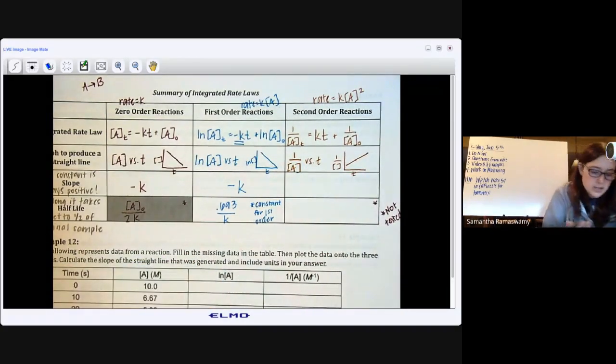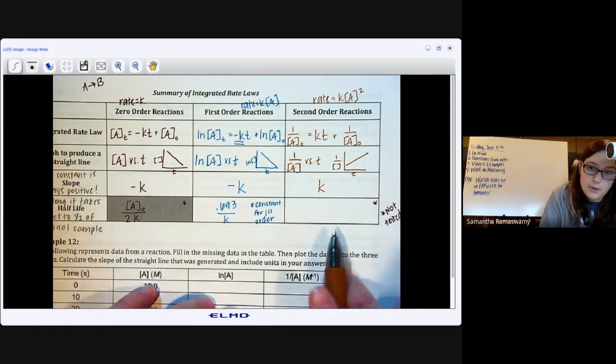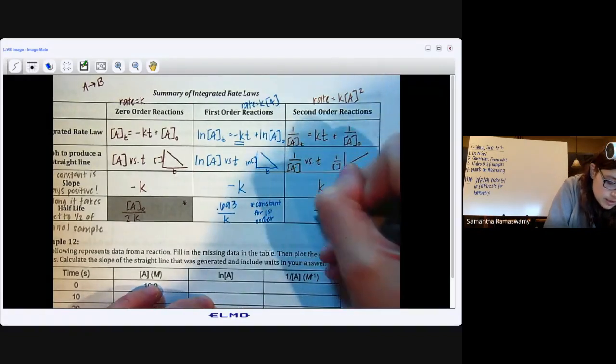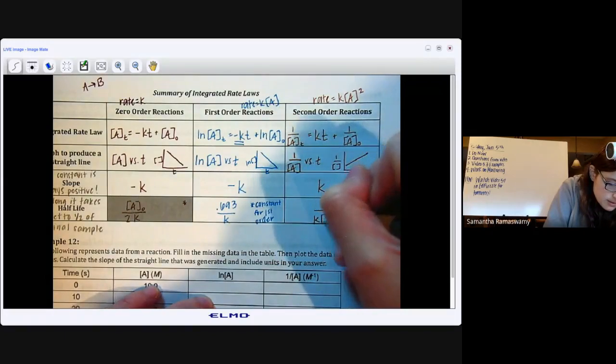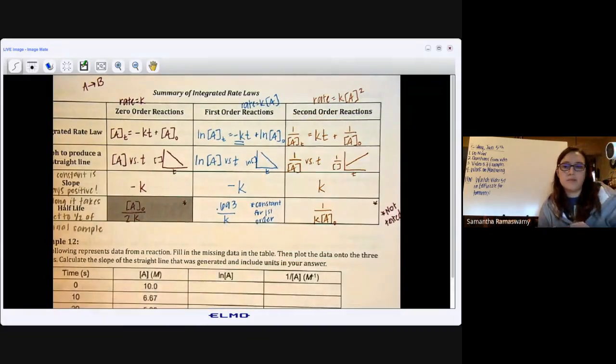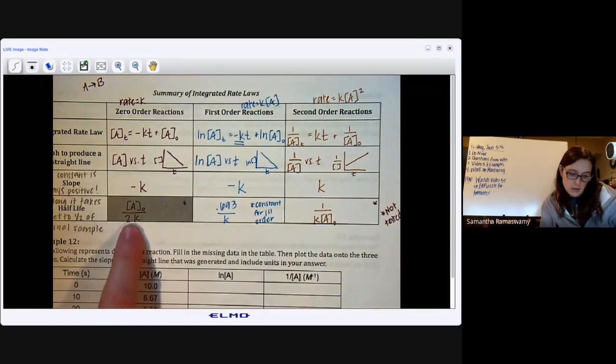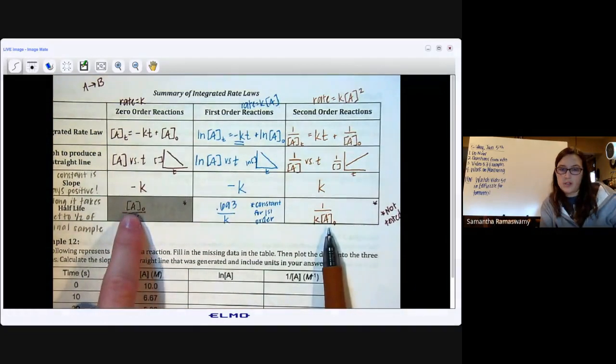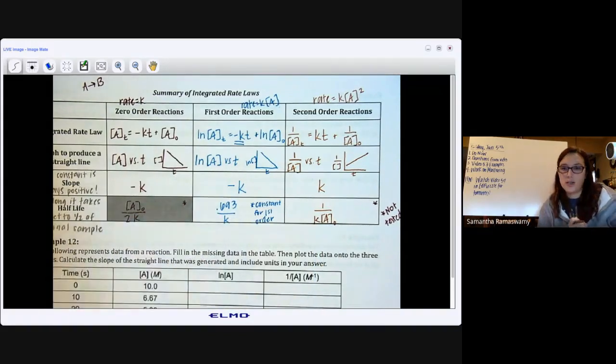Now this gives us a positive slope, which means the slope is just equal to k. It's our rate constant. And then again, the half-life equation: half-life of second order is not tested, but the equation is 1 over k times the initial concentration. So notice how 0 and second order both depend on concentration. That's why they're not constant. First order does not have concentration anywhere in it. Okay, so that's looking at the summary table.